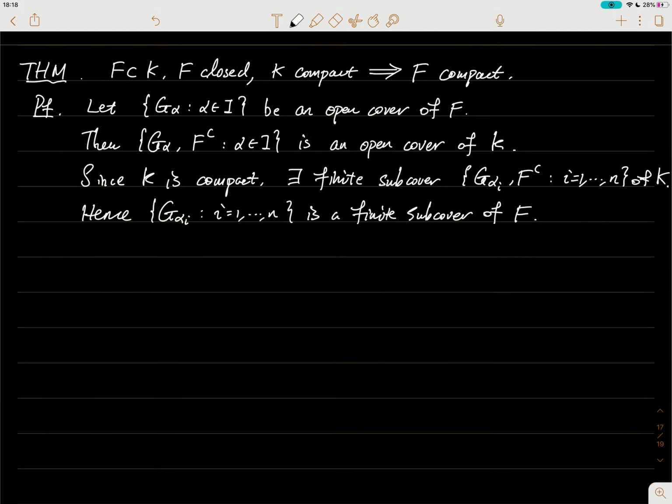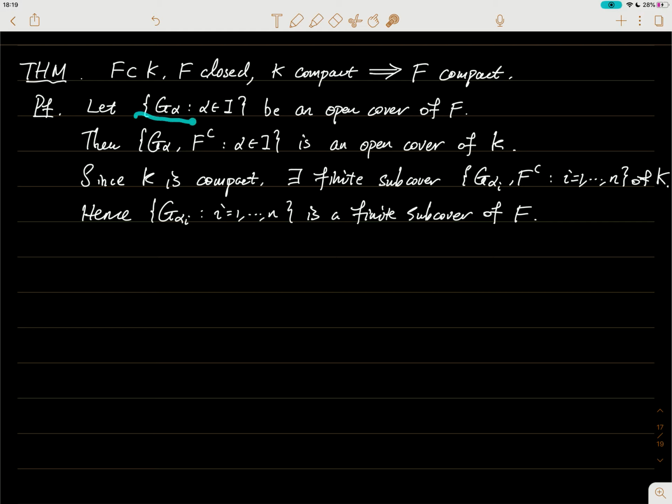Okay, next we show that if F is a subset of K, where F is closed and K is compact, then F must be compact as well. So in other words, a closed subset of a compact set is also compact. To show this, we need to show that any open cover of F has a finite subcover.